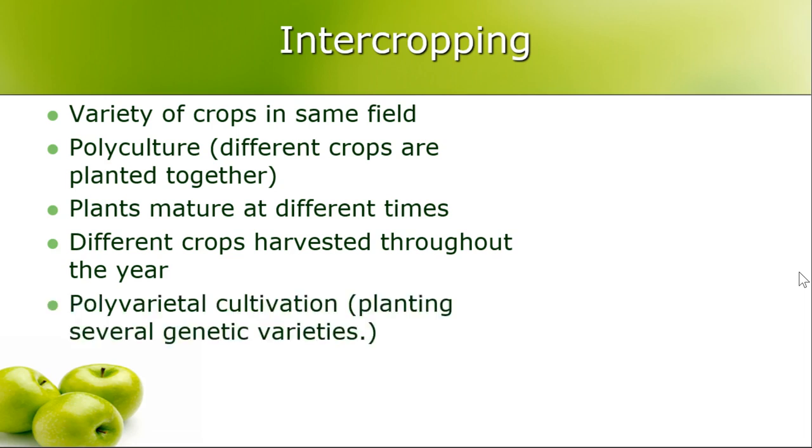Now, the other thing that you'll see is polyvarietal cultivation, and this is where you're planting several genetic varieties. So polyculture is about different crops. I'm going to grow cucumbers and basil and tomatoes, right? All in the same plot. In polyvarietal, it just means that I'm going to grow Beefeater tomatoes and Cherokee Purple and Golden Queen and Black Cherry, right? I'm going to grow, but they're all tomatoes.